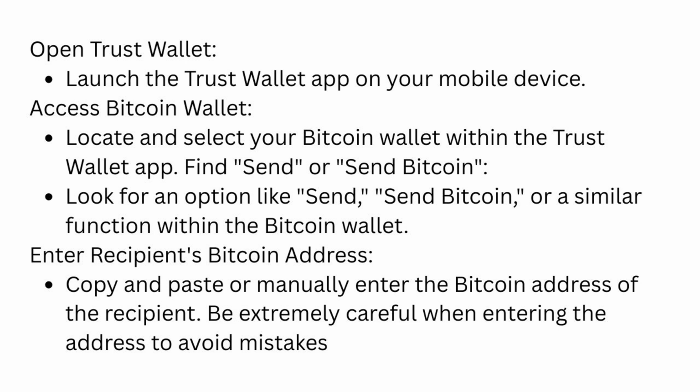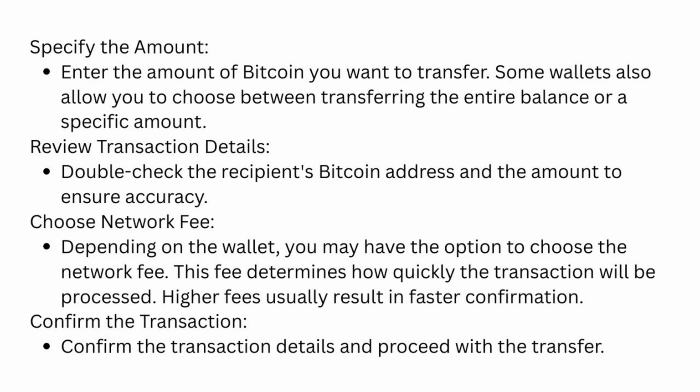Now, copy and paste or manually enter the Bitcoin address of the recipient. Be extremely careful when you're entering the address to avoid any mistake. Then enter the amount of Bitcoin you want to transfer. Some wallets also allow you to choose between transferring the entire balance or a specific amount. Double check the recipient's Bitcoin address and the amount to ensure accuracy.